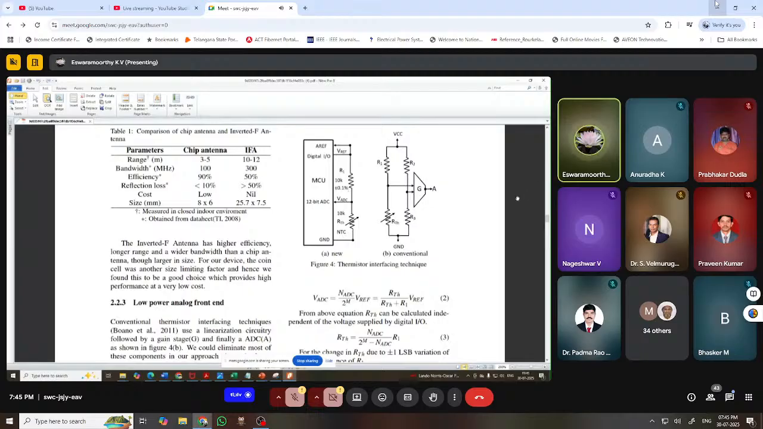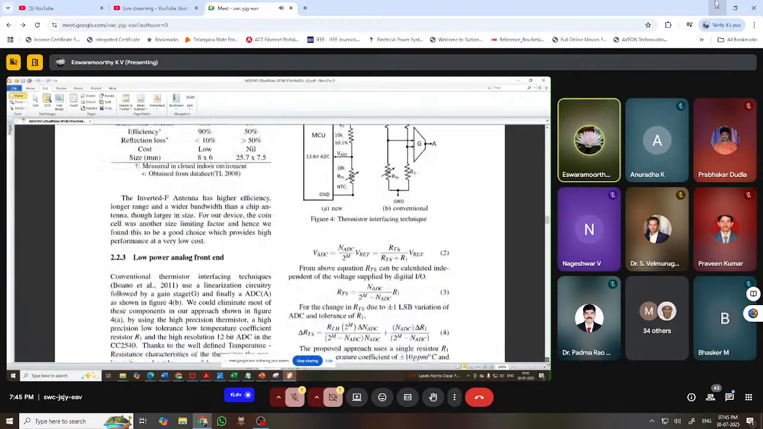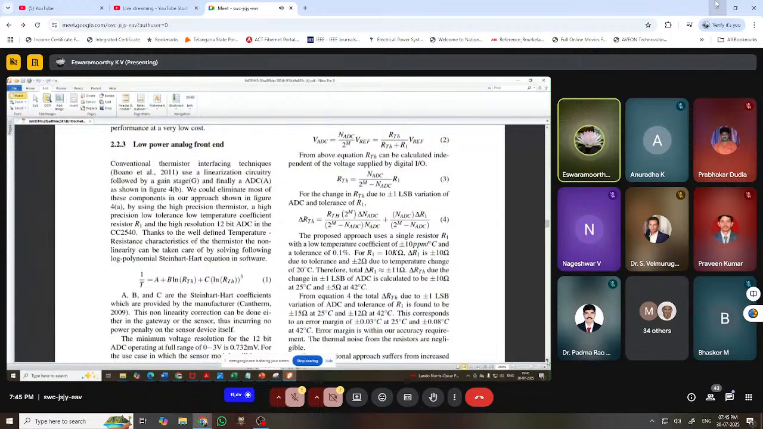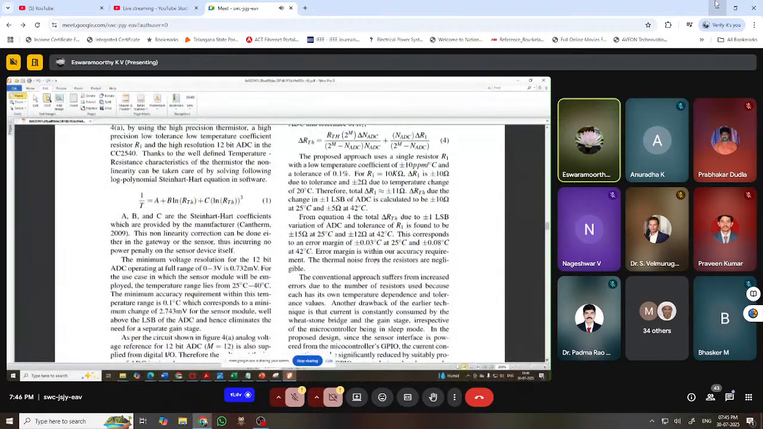And they have done all those calculations, and at last they are saying that for R1, del R1 will be 10 ohm, plus or minus 2 ohm due to the temperature change in the 1 LSB ADC, which is 10 ohm at 25 degrees Celsius, 5 ohm at 40 degrees Celsius. So it corresponds to a 0.3 Celsius error margin.